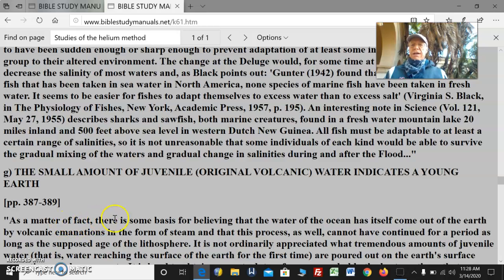So we have, as a matter of fact, there is some basis for believing that the water of the ocean has itself come out of the Earth by volcanic emanations in the form of steam, and that this process as well cannot have continued for a period as long as the supposed age of the lithosphere.